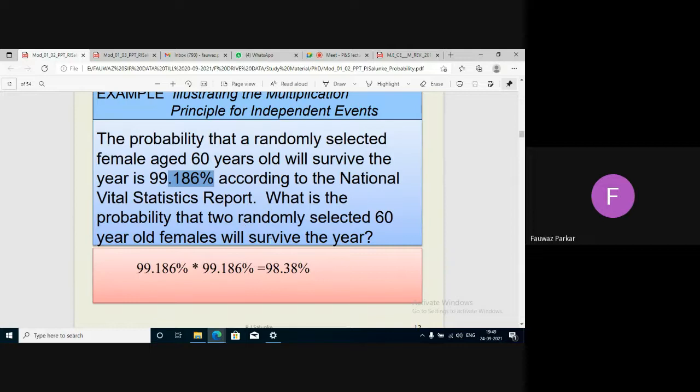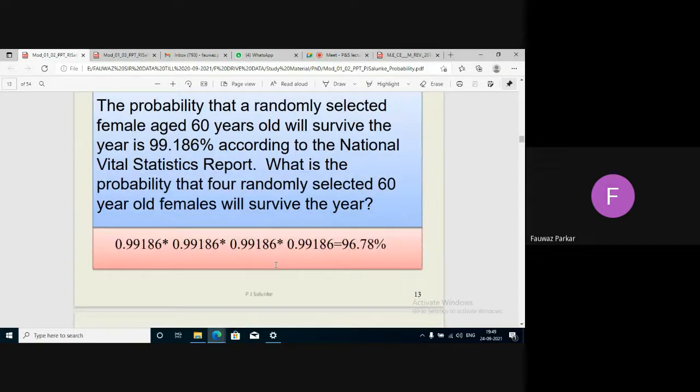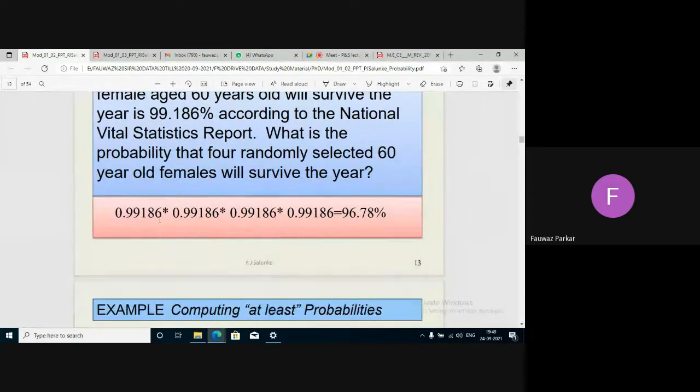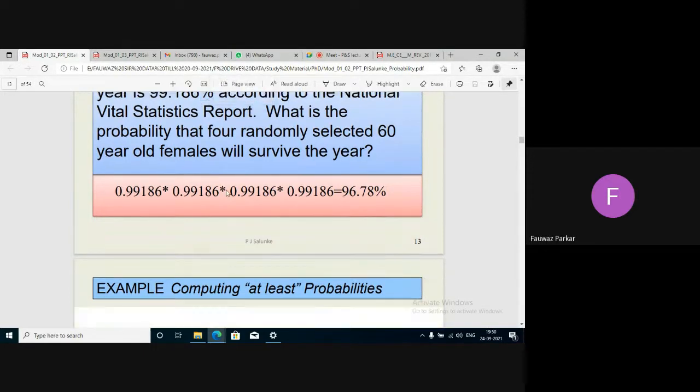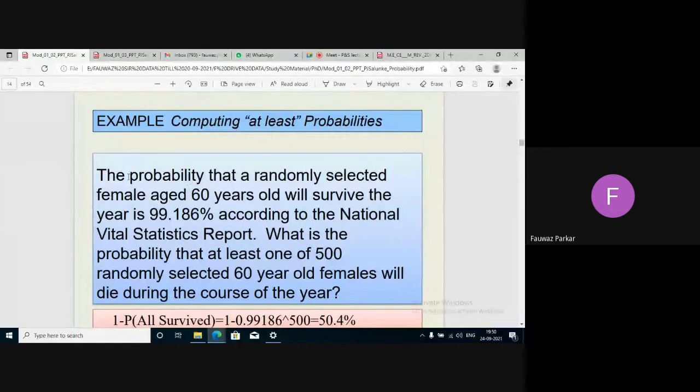Anyway, if the number is increased, we just need to multiply. So this will be 0.919986816 raised to 4. Percent simply means per 100, so you need to understand that. Similarly, if an example is there: the probability that a randomly selected female aged 60 years will survive the year is 99.186 according to the national vital statistics report. What is the probability that at least one of 500 randomly selected 60 year old females will die during the course?